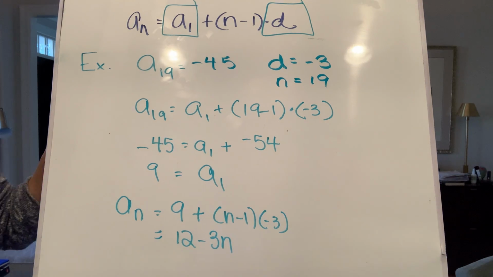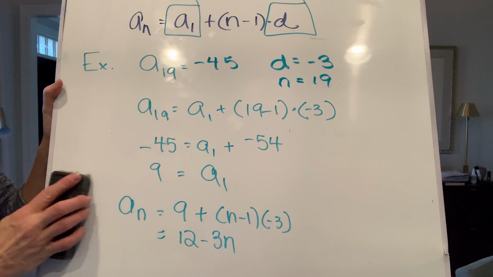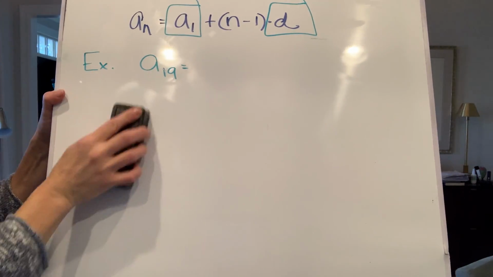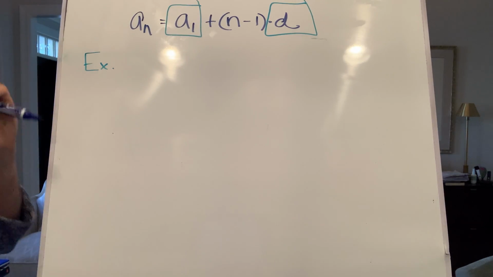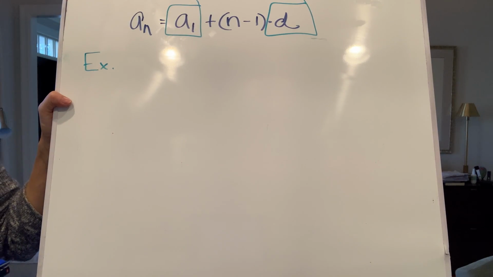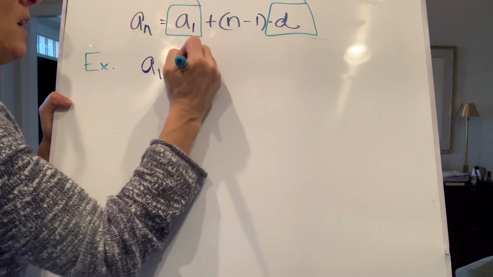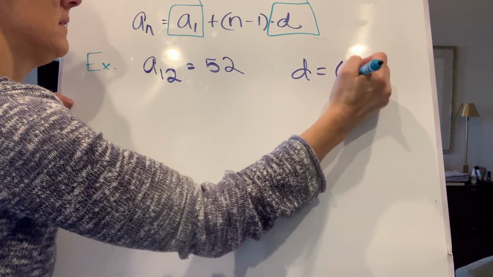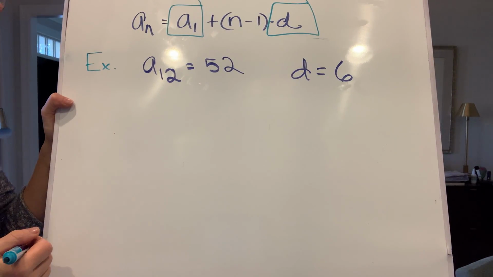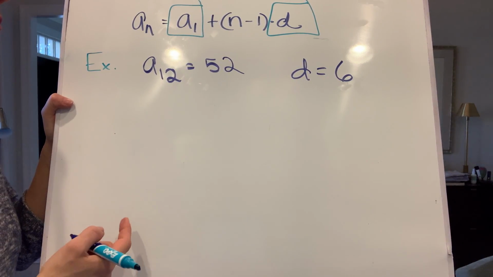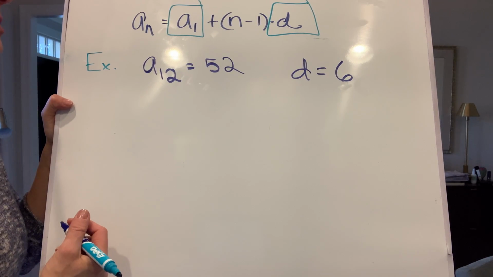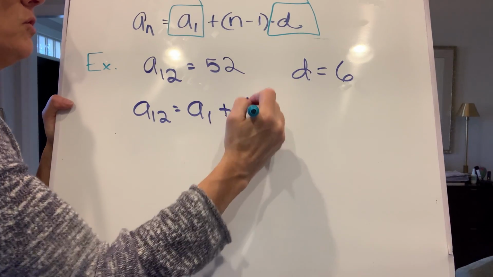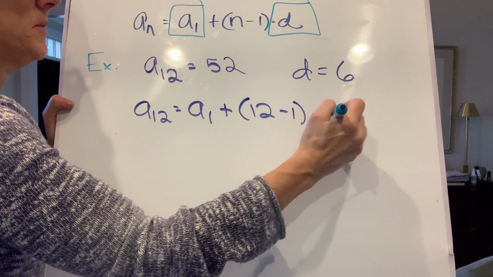All right, let's do another example like this. You may want to pause the video and see if you can do the example, and then come back and see if you get the right answer. So we're going to say, I know that A12 is 52 and D is 6. Again, I'm going to plug in and solve for A1 because that is the missing information here. So A12 equals A1 plus 12 minus 1 times 6.